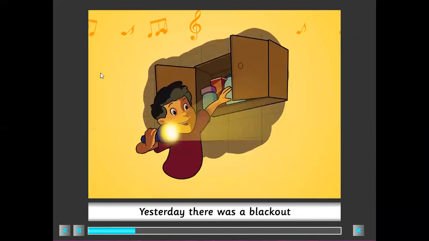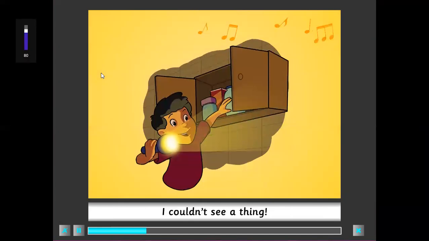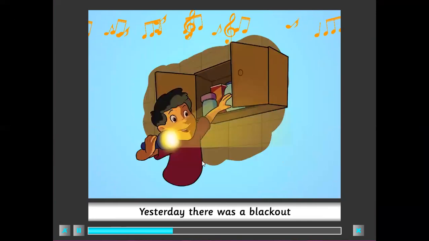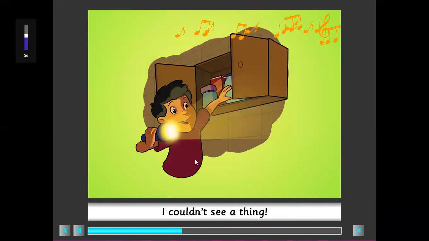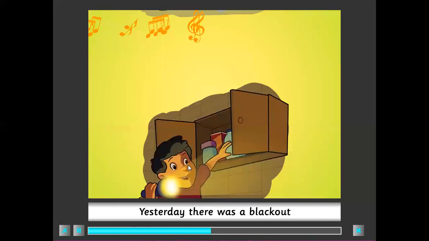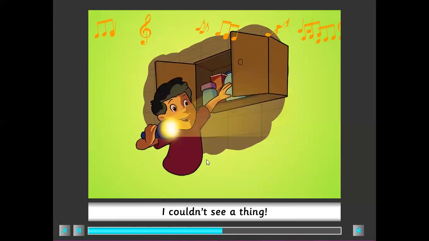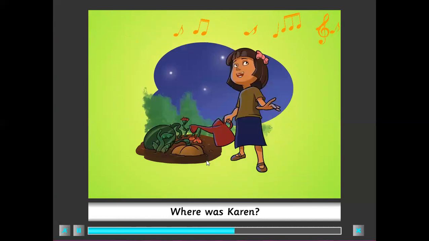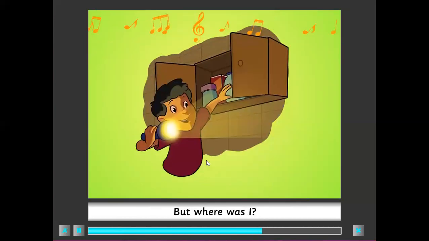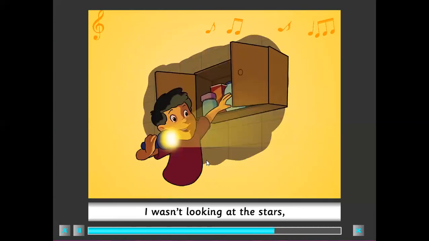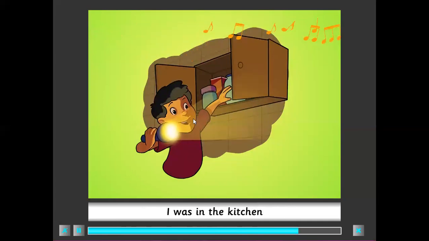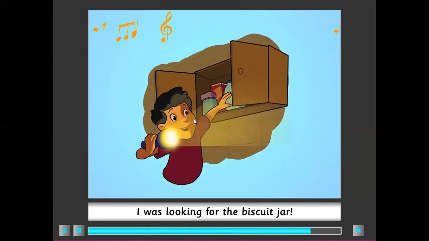Yesterday there was a blackout. I couldn't see a thing. Where was Carl? He was in the garage. He was cleaning the car. Yesterday there was a blackout. I couldn't see a thing. Where was Anthony? He was on the balcony. He was looking at the stars. Yesterday there was a blackout. I couldn't see a thing. There was Karen, she was in the garden, she was watering the plants. But where was I? I wasn't looking at the stars, I wasn't watering the plants, and I wasn't cleaning the car. I was in the kitchen, I was looking for the biscuit jar.